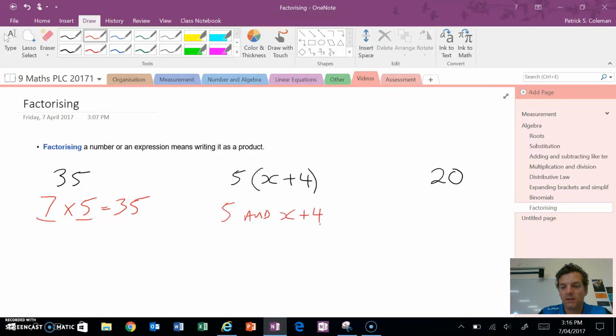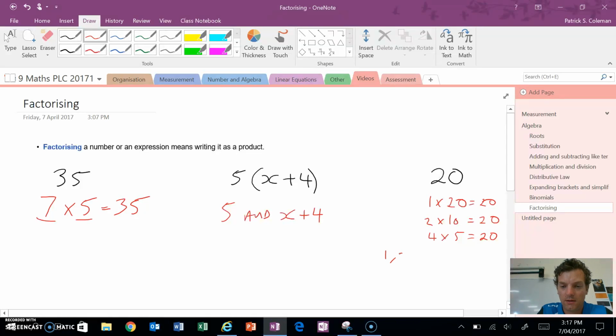Now if we have a look at 20, we've got multiple factors of 20. We've got 1 and 20 are factors because 1 times 20 equals 20. We've got 2 and 10, and we have 4 and 5. So our factors of 20 in order are 1, 2, 4, 5, 10 and 20. That's going to be important for us a little bit later on.